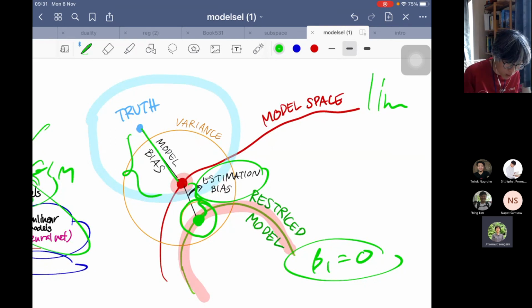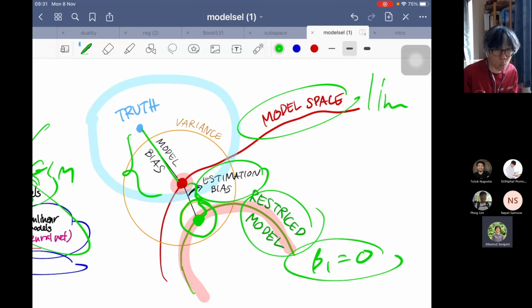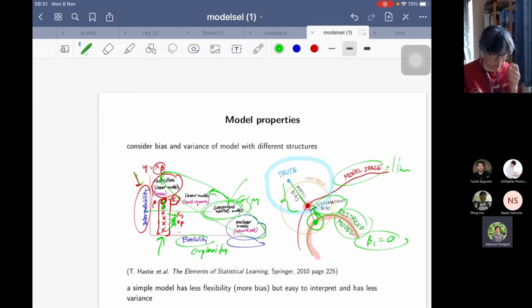Which one between the red and the green one represents a simple model? Which one represents a complex model? Total? Simple model is the restricted model and complex model is, for example, the red one. Okay, yes, very good. That's the conclusion.